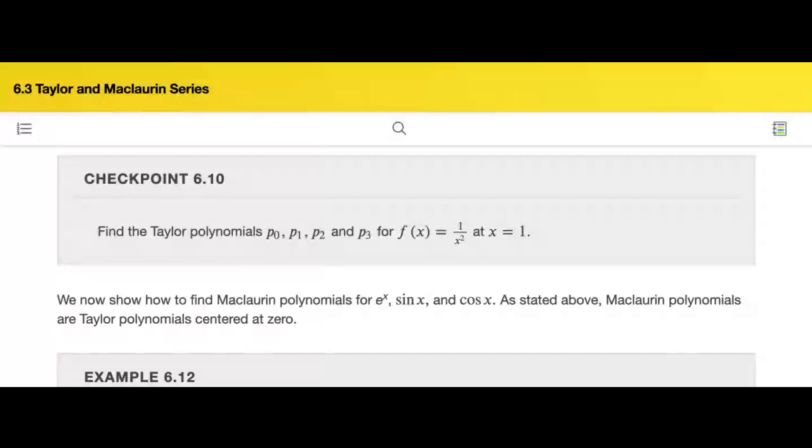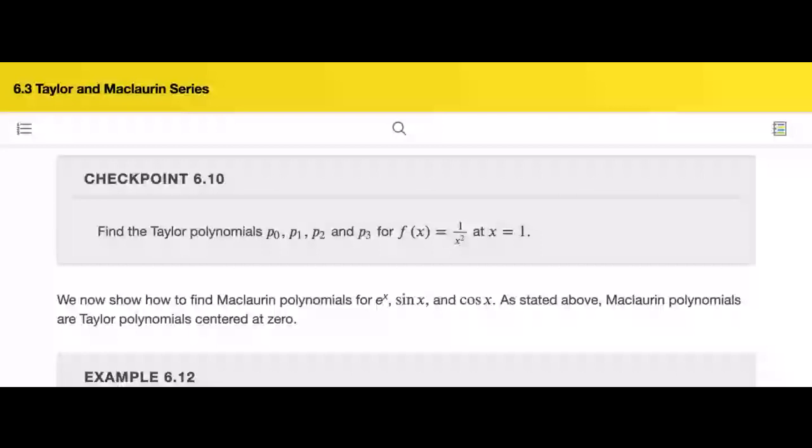f double prime of x equals negative times negative becomes positive, so 6 over x raised to 4. f double prime of 1 equals 6. f triple prime of x equals negative 24 over x raised to 5. So f triple prime of 1 equals negative 24.